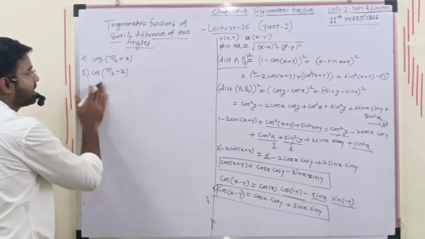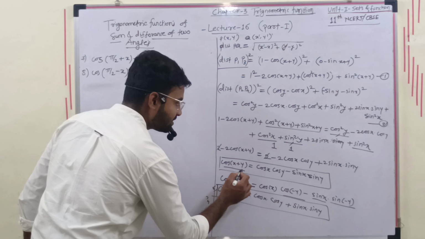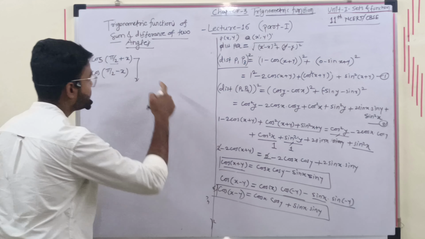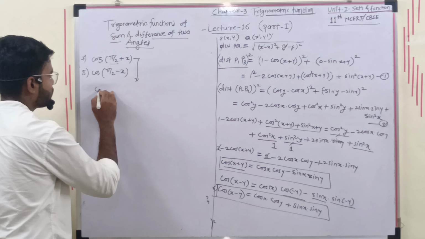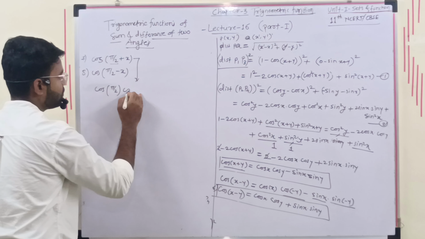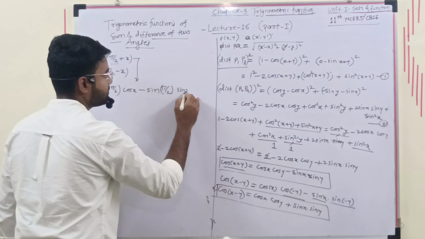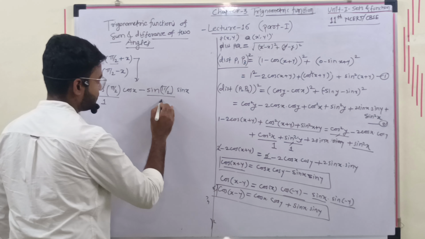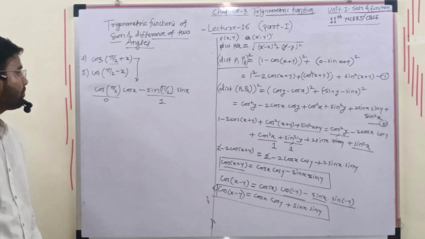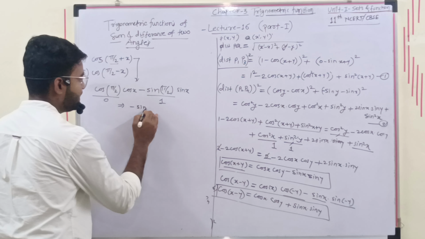Those we will see later; first look at this. cos of pi by 2 plus x. We know that cos of x plus y is equal to, suppose x is pi by 2 and y is x here. So use the x plus y formula: cos of pi by 2 cos x minus sin pi by 2 sin x. We know that cos pi by 2 is 0 and sin pi by 2 is 1. So this implies minus sin x. Hence the answer for the seventh is minus sin x.